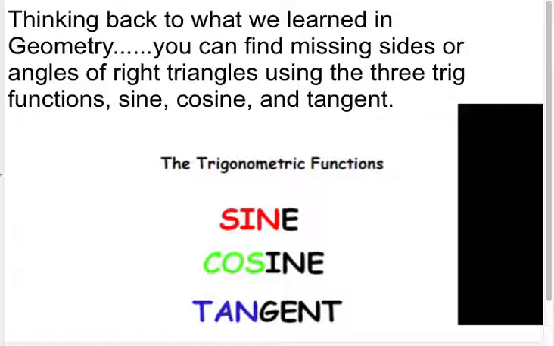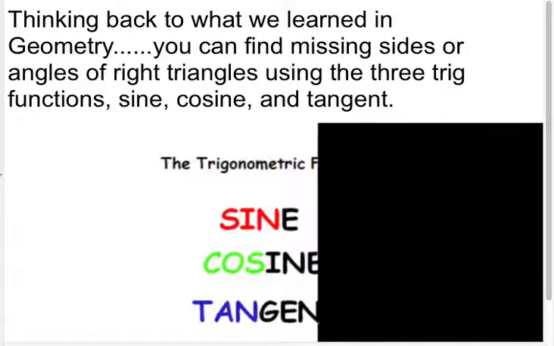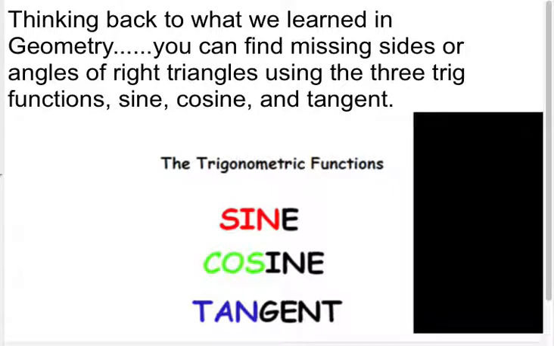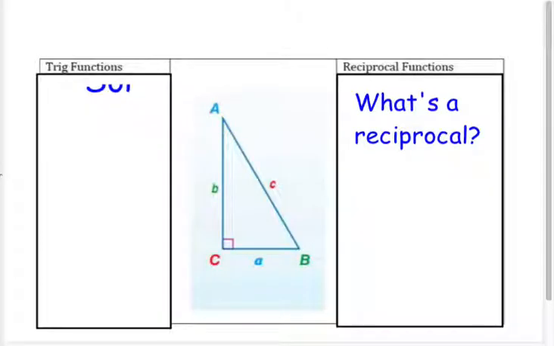So, just to remind you, the abbreviations. The abbreviation of sine is SIN. The abbreviation of cosine is COS. And the abbreviation of tangent is TAN. So, the trig functions. The first one we want to look at is sine.